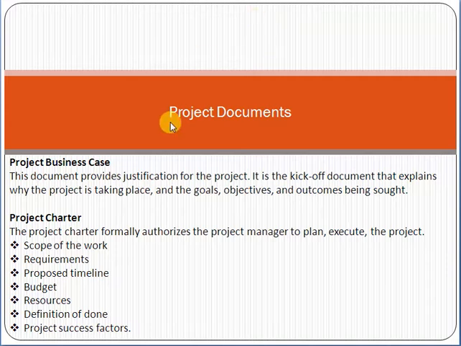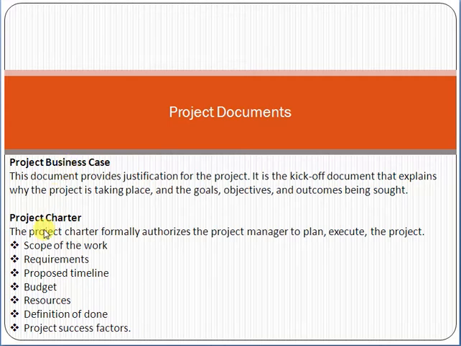If you see this term, project documents, it means these are the documents which are related to projects. So what are those documents? First of all, the project business case. The project business case document is generally also called the BRD, business requirement document. This is the document which gives you the justification. It describes the objective and goal of a project, why you are initiating the project, and what the desired outcome, objective or aim of an organization is in initiating a project. So that is called the project business case.